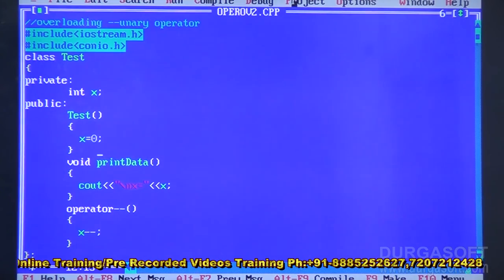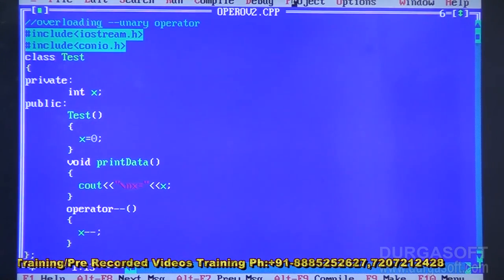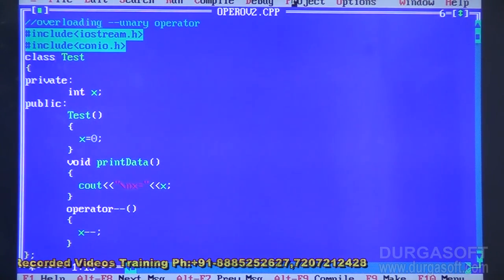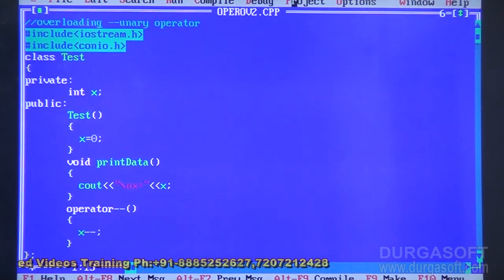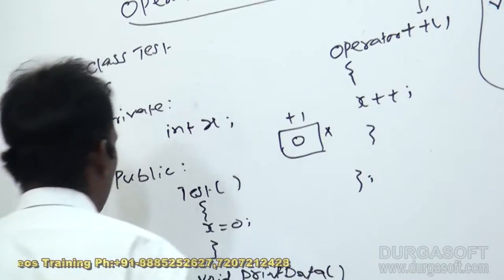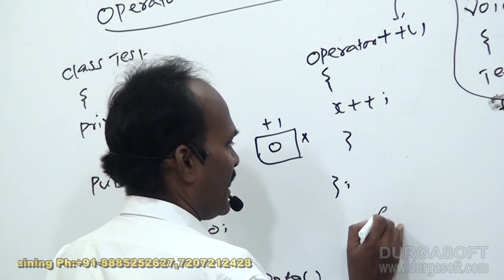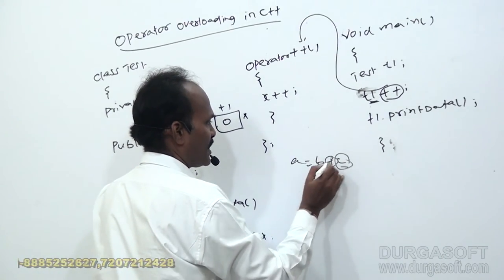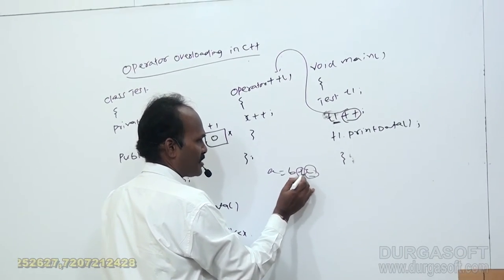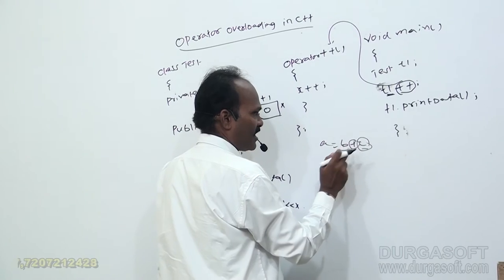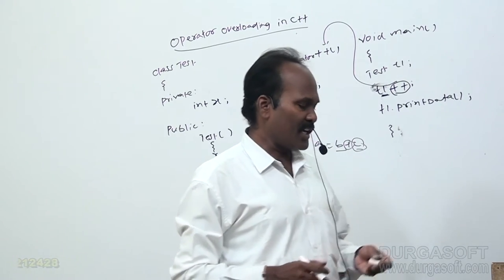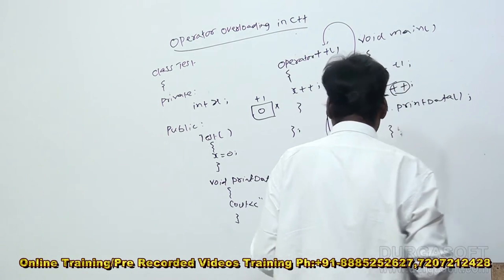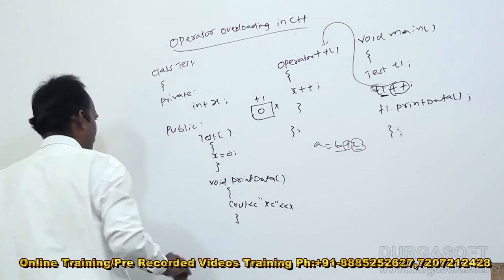In the same way we can overload the binary plus operator also, the binary minus operator. Binary operator means on two sides, LHS and RHS of the operator, two objects are there, like A equal to B plus C. So this is a binary operator. This side and this side, both sides have operands. If an operator has operands on both sides, that is called a binary operator. Previously we overloaded unary operators, unary plus plus and unary minus minus. Now I will show how to overload the binary plus operator.